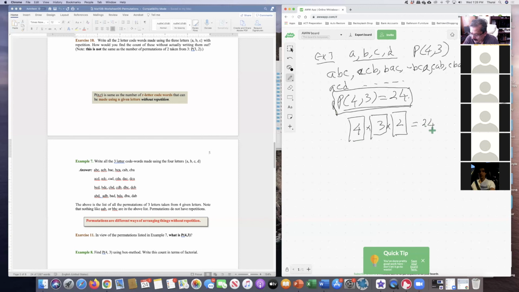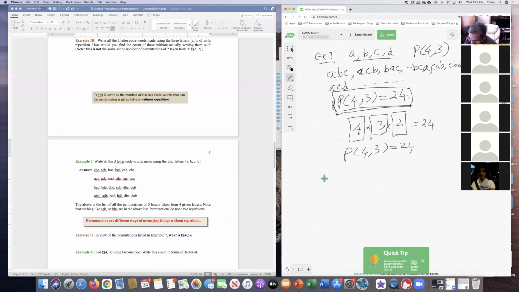24. Yeah, I don't have to write them out. I can use the multiplication principle to count it, right? There are 24 as we manually counted, and I calculated that using the multiplication principle. So therefore, P(4,3) is 24. Now, for these, we were able to do manual work. We were able to write it out.